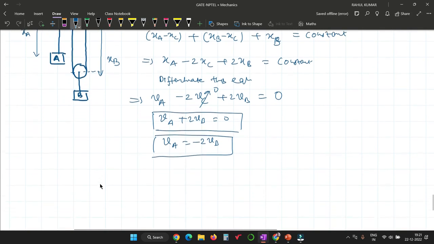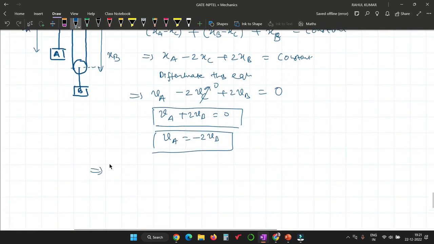And also you can get the relation between accelerations. Now again differentiate, and you will get AA equal to minus 2 times AB.